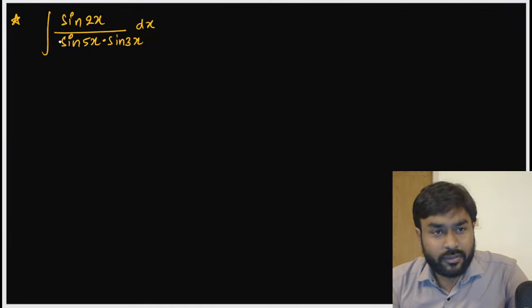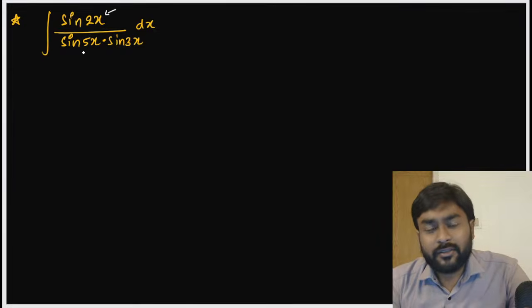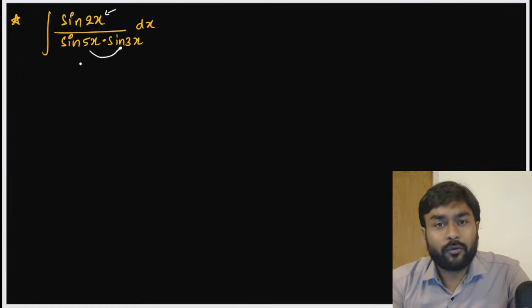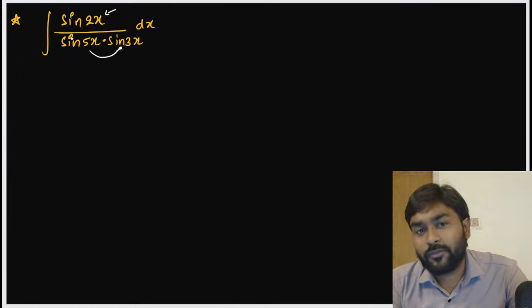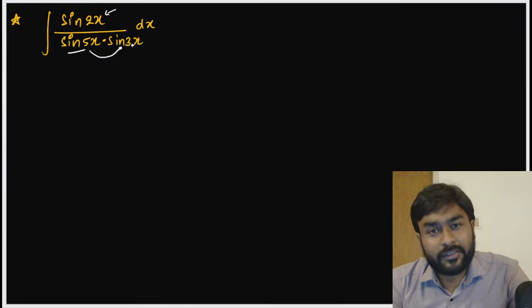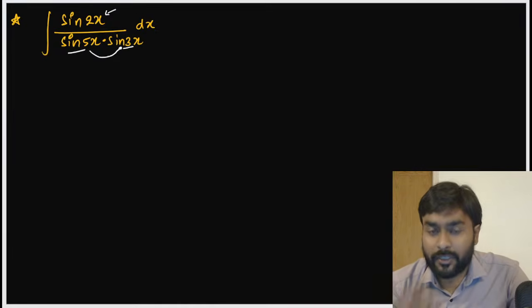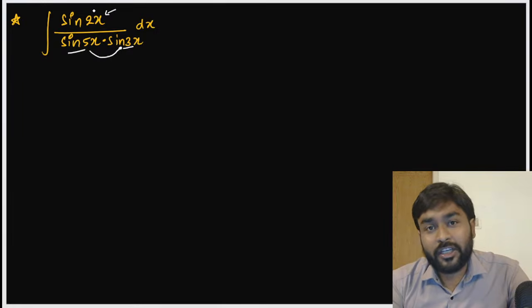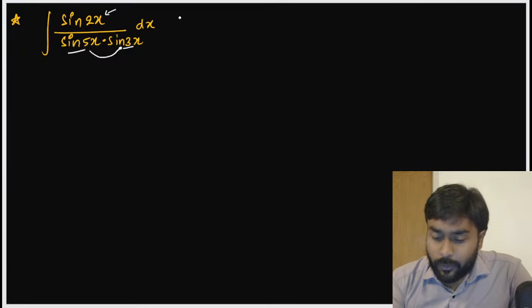So this is our next question. This is saying sine 2x in the numerator, and sine 5x into sine 3x in the denominator. Correct? So what will we do in this type of question? We will create the same thing in the numerator, that is, the sine 5x and sine 3x. If you create the same thing in the numerator with plus or minus sign, we can easily separate this numerator.